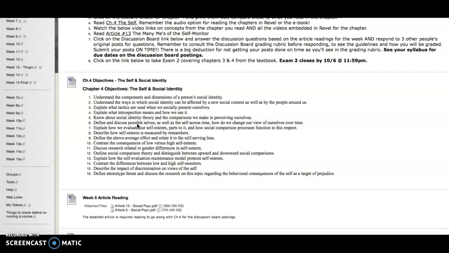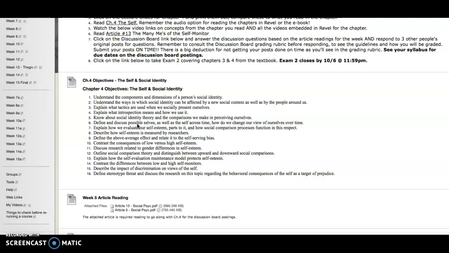The self and social identity is really about the person's perception of themselves and how that is embedded within the greater social sphere that they're a part of. So we all have concepts of where we fit and how we fit. It goes beyond just self-esteem and takes into context where we come from, what groups we're a part of, and how that affects our own self-image. So we're going to be looking at the different dimensions of a person's social identity and the ways that can be influenced by the context in which the person is in.